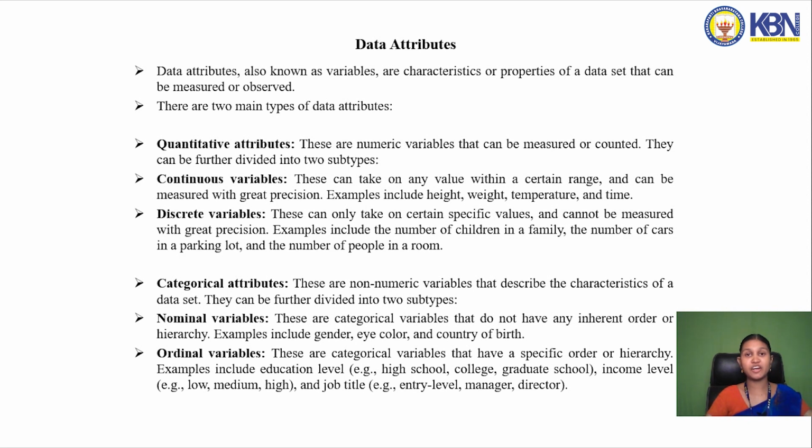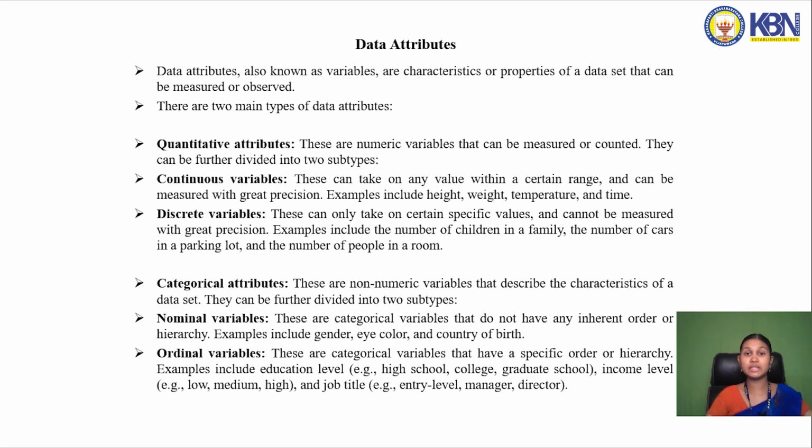Next one, data attributes. Here, a data attribute means a variable that you calculate to find the characteristics of the data and the properties of the data, which can be measured or observed. There are two types of attributes. Recently I discussed what a qualitative attribute and a quantitative attribute are. Here, let us see the two types of attributes.